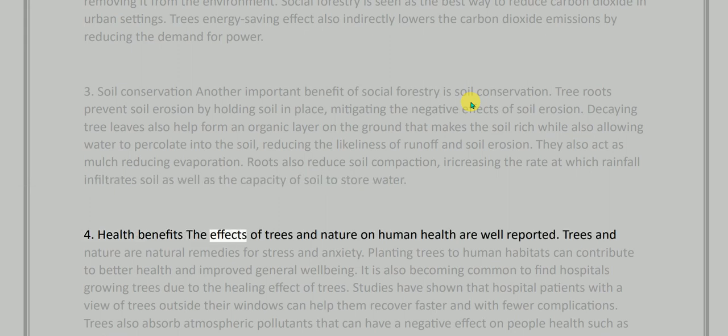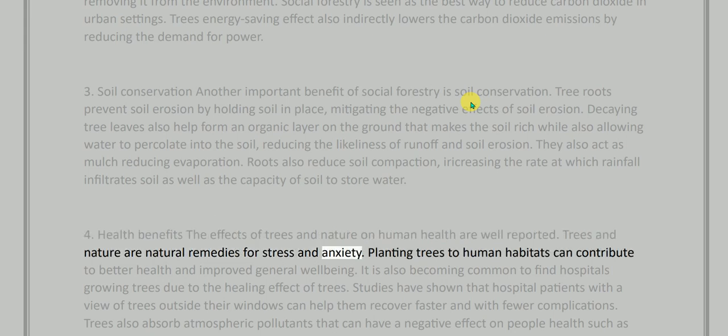4. Health benefits. The effects of trees and nature on human health are well reported. Trees and nature are natural remedies for stress and anxiety. Planting trees in human habitats can contribute to better health and improved general well-being.